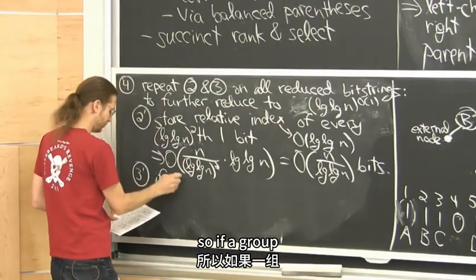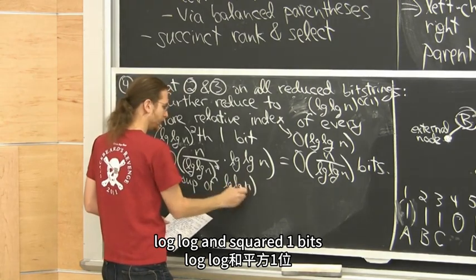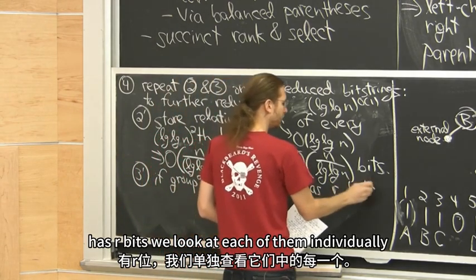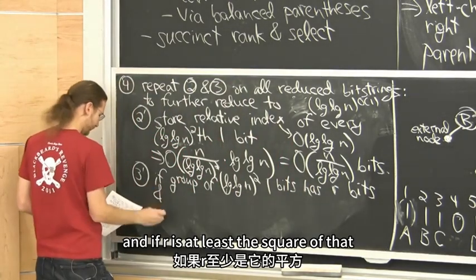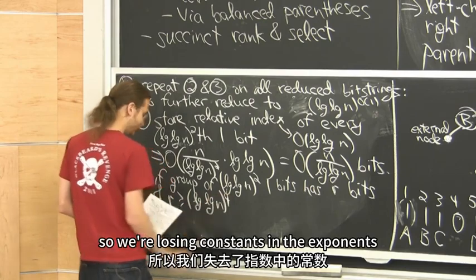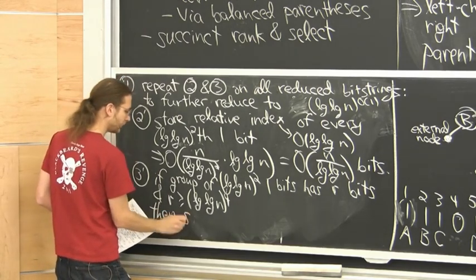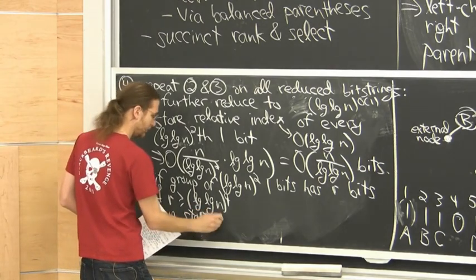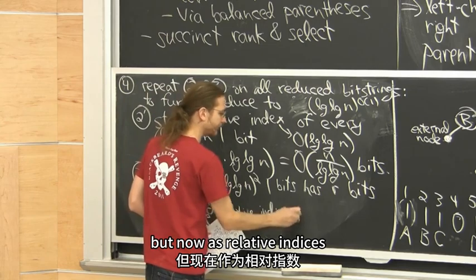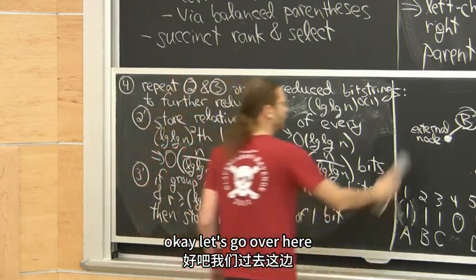Okay, then we apply step 3 prime, which is we look at each of the groups that we've identified, and either it's big and it has lots of 0 bits, or it's not big. And in either case, we're going to be happy. So if a group of log n squared 1 bits has r bits, we look at each of them individually. And if r is at least the square of that, so log n to the 4th power. So we're losing constants in the exponents, but it's not a big deal. Then store all the answers, but now as relative indices. Okay, let's go over here.